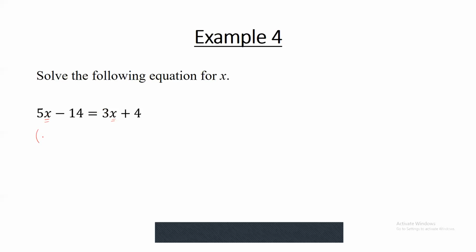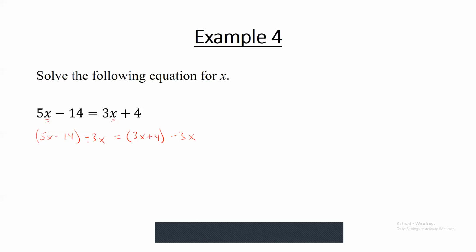Again, both ways would get you to the correct answer. It's just, I think, one way is slightly more pleasant. So I'm going to subtract 3x from the left and right side of the equation. 5x minus 3x is 2x minus 14 equals the 3x, and the 3x cancels, leaving us with a 4.